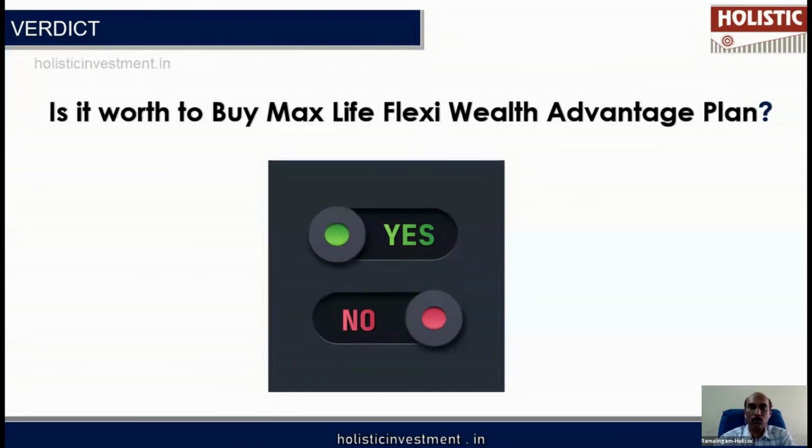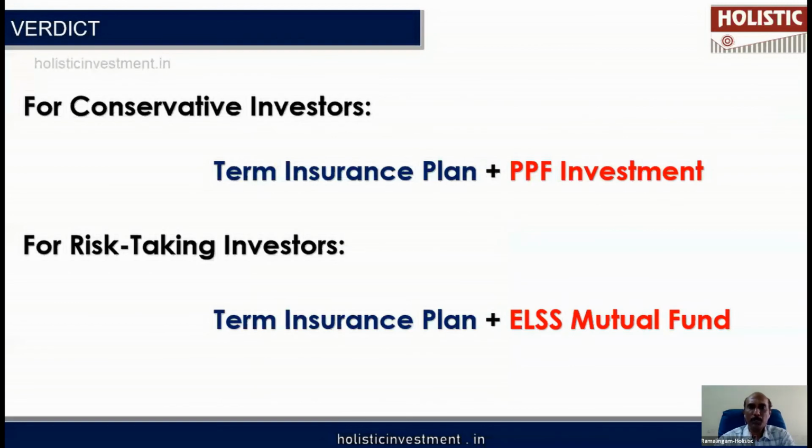So, what can be the best investment option? It depends upon you. If you are a conservative, risk-avoiding investor, then you can choose a term insurance plan plus PPF investment combination. If you are a risk-taking investor, then you can choose a term insurance plan plus ELSS mutual fund combination. Both these options can be better than Max Life Flexi Wealth Advantage plan.